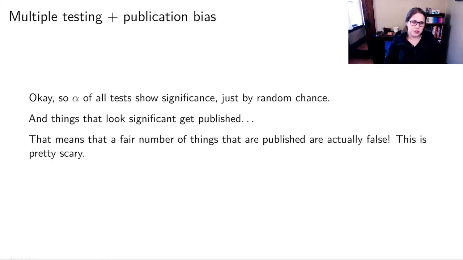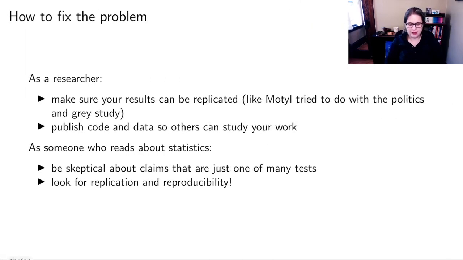So these two issues can work together. So alpha of all the tests show significance just by chance. Things that look significant get published. And that means that a fair number of things that get published are actually false. So that's kind of scary. And there's a number of solutions to fix this problem.